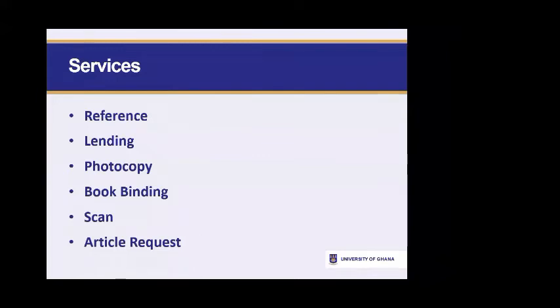Now, these are some of the services you can get from the BAM library besides the normal book lending and reference service. So you have lending, you have photocopies, you have book binding. The last time I saw some theses that were bound, I realized they didn't follow the color code of the university. Please be sure you bind your thesis right, send it to the right places, go to BAM. They know the color codes. Whether it be an MPhil, an MA, or a PhD, they know the color code. So when you take it there, they'll do the right thing for you.